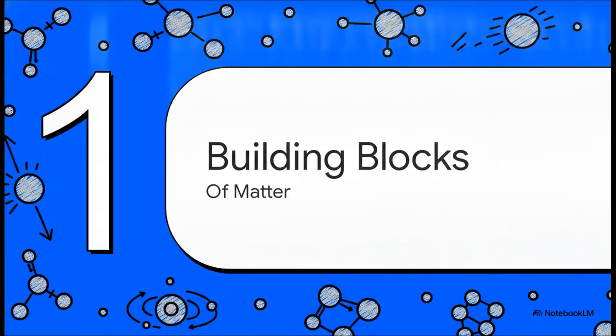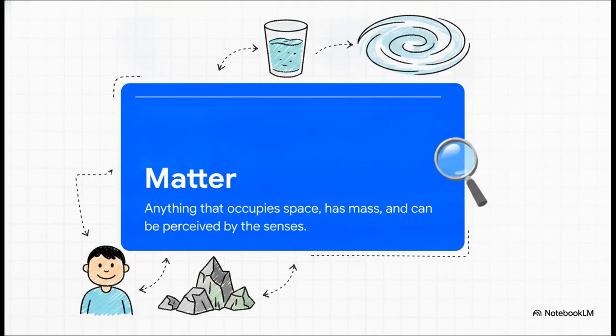Section 1. Building blocks of matter. So the textbook definition of matter is pretty straightforward, right? But it's actually incredibly profound when you pause and think about it. Matter is anything that occupies space, so it has volume, has mass, and can be perceived by our senses.